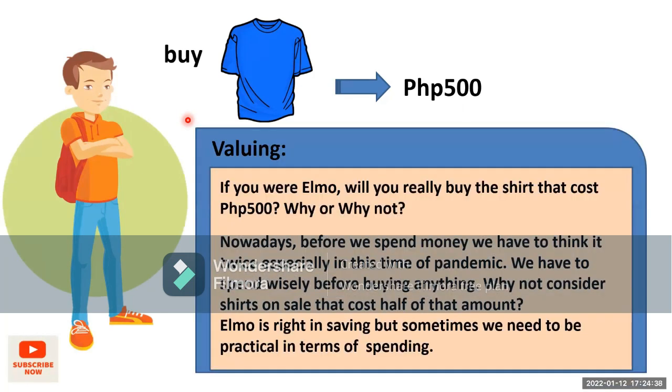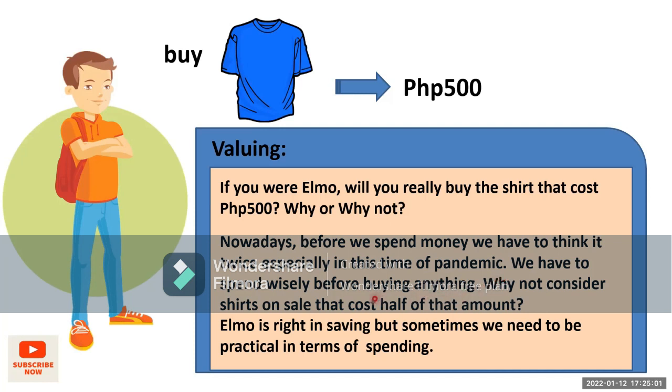So this is what Elmo is thinking, no? If you were Elmo, will you really buy the shirt that costs 500 pesos? Why or why not? Supposedly, the teacher of Elmo would say, Elmo, nowadays, before we spend money, we have to think it twice, especially in this time of pandemic. We have to spend wisely before buying anything.